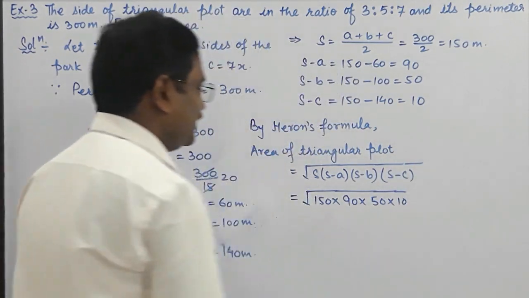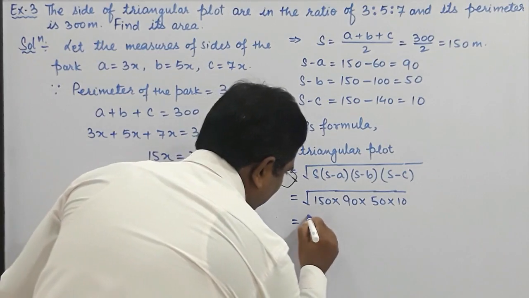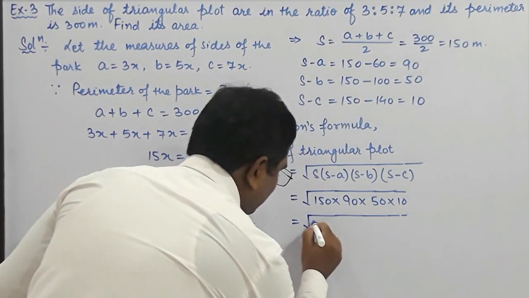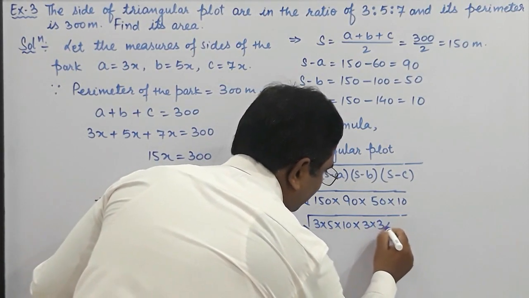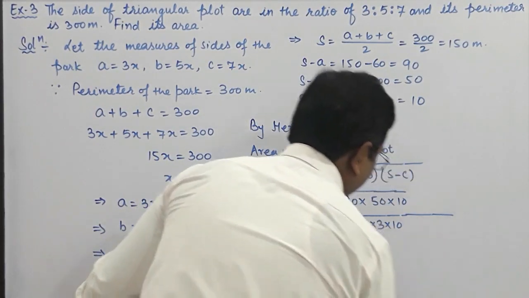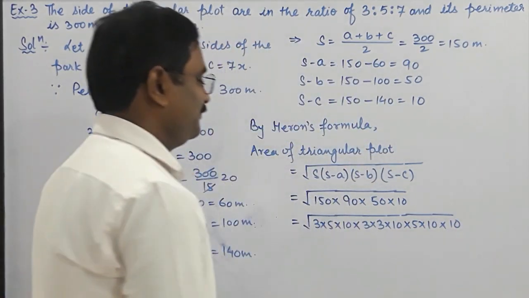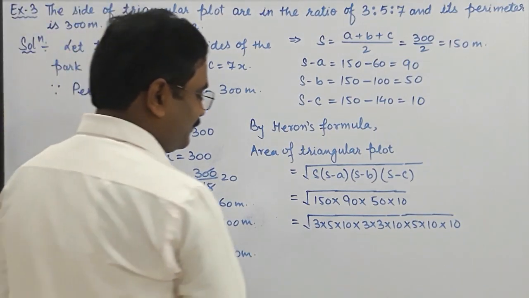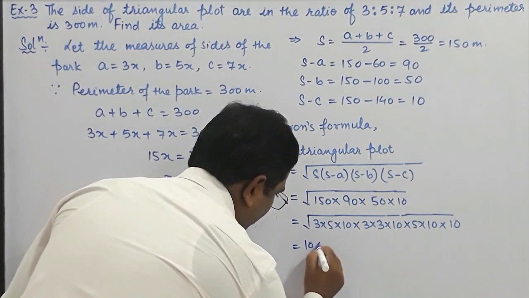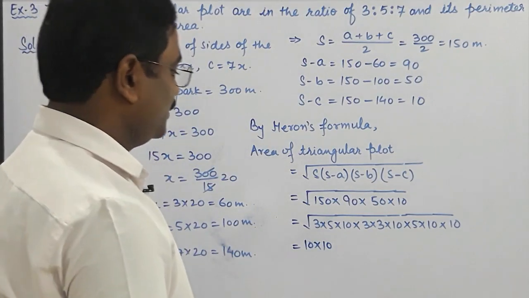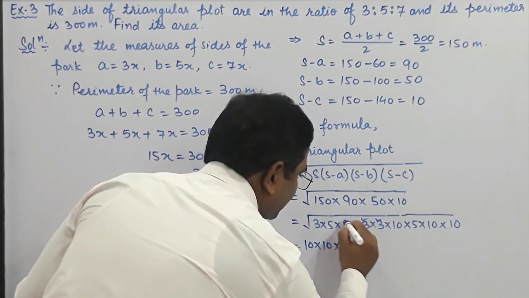So this can be written as 3 5s are 15 multiplied by 10, 3 3s are 9 multiplied by 10, 5 multiplied by 10 into 10, right? So there are 4 tens. You can take the square root of it. You will get 10 squared outside from the square root, then one pair of 3. So it is completed.